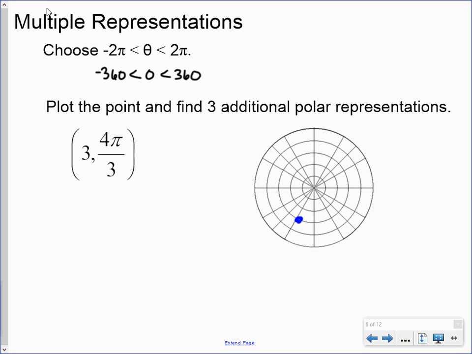I'm going to give you about 30 seconds on your own, then I'll have you talk with the people around you. Can you come up with 3 different ways to name that point? It's the same point, and theta is between negative 2π and positive 2π. Test your skills there, and I'll have you check in with the people around you in just a moment.